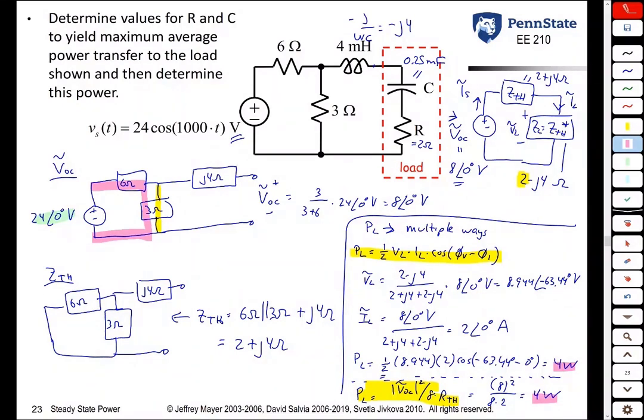One thing you want to remember, this equation here is only valid if you have maximum power transfer, whereas this equation is valid for any load situation.